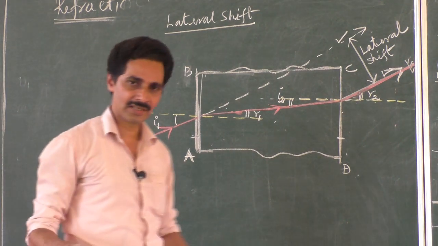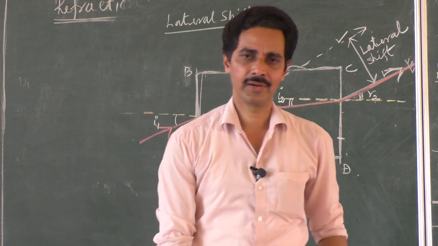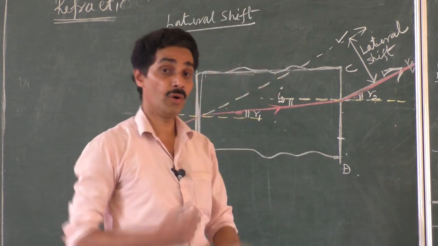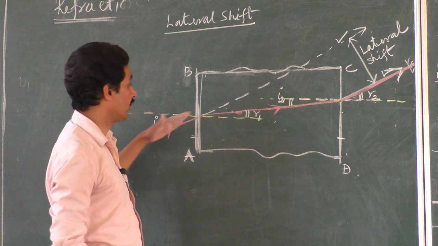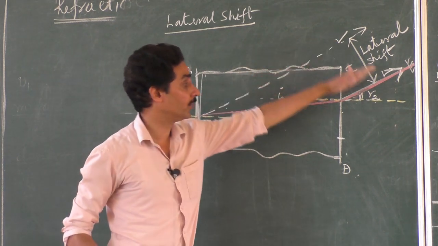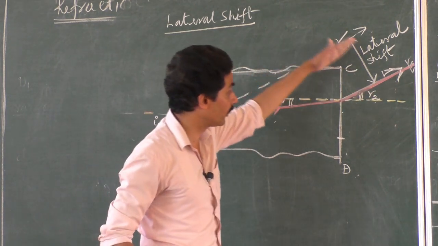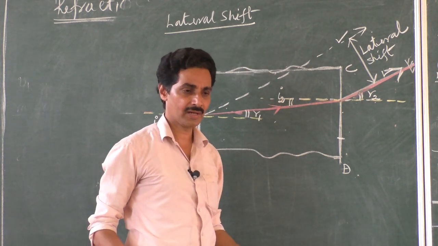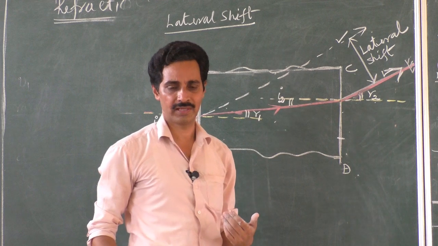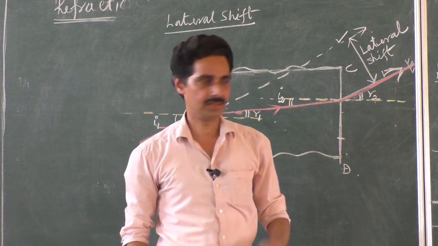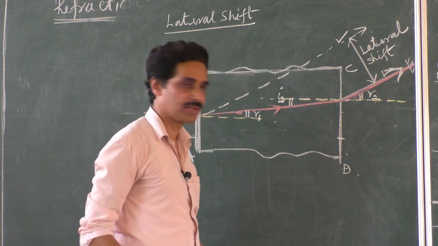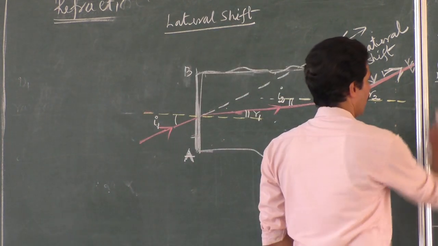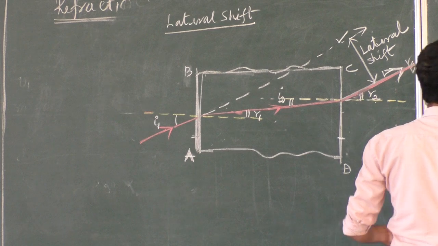Now, simply if they ask a question, what is the reason for lateral shift? Just refraction. Suppose there was no refraction, light would have moved straight and you may not have observed any lateral shift. It is because of refraction. So write one consequence of refraction, whatever you observe from refraction, lateral shift. Second observation of refraction is normal shift. Sir, what do you mean by normal shift? That we will see.